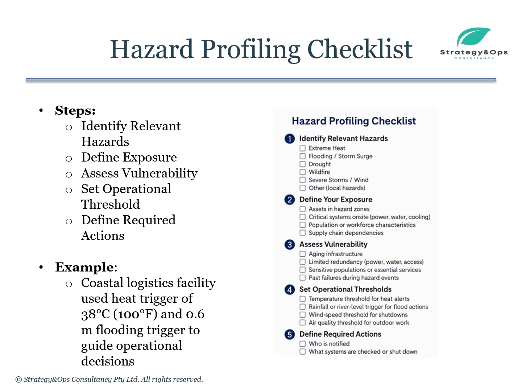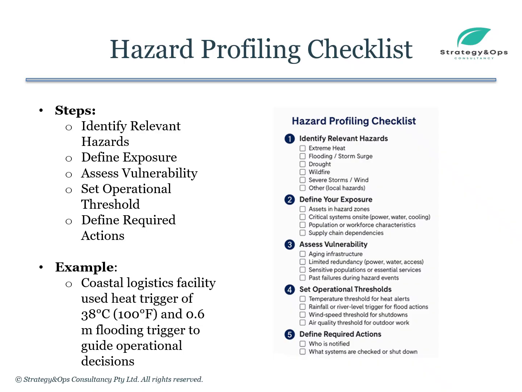Step 2. Define exposure. Determine what is actually at risk. This could include people, infrastructure, supply chains, IT assets, or essential services. The more specific you are, such as naming buildings, equipment, or vulnerable populations, the easier it becomes to map risk.